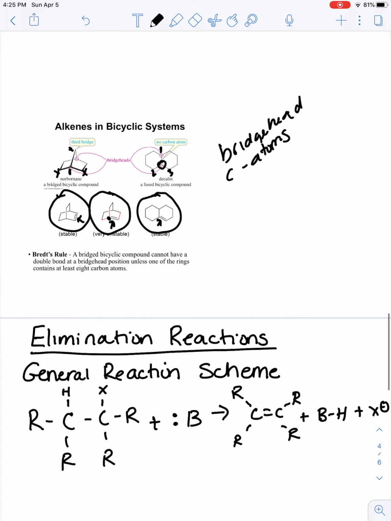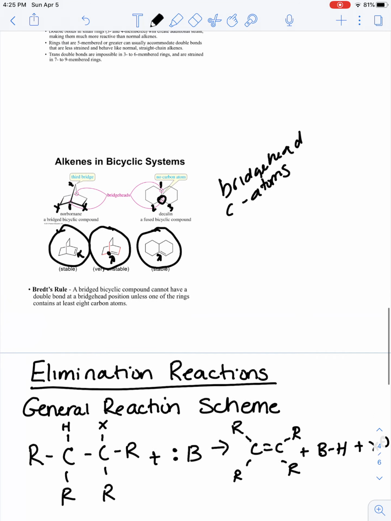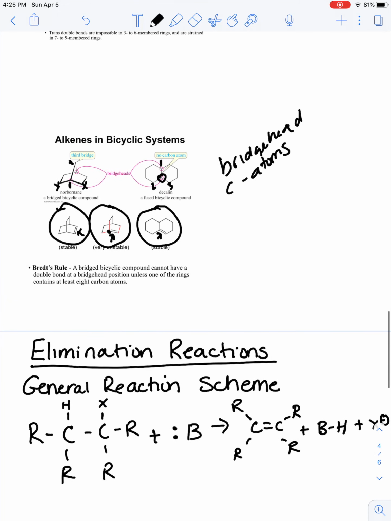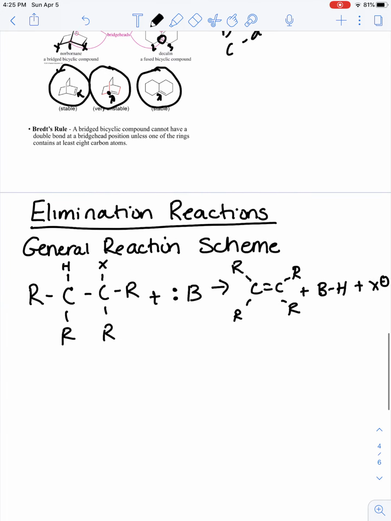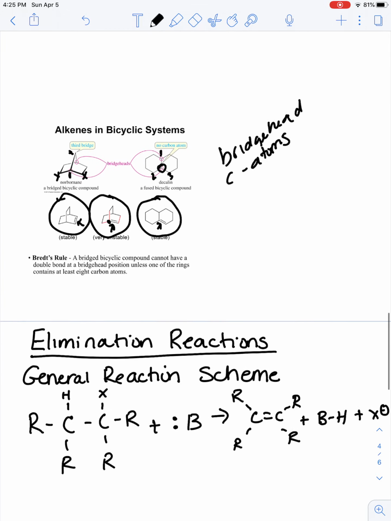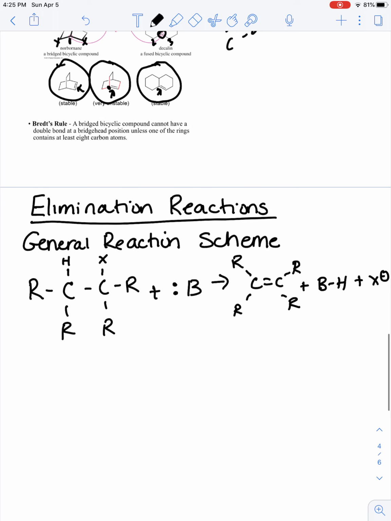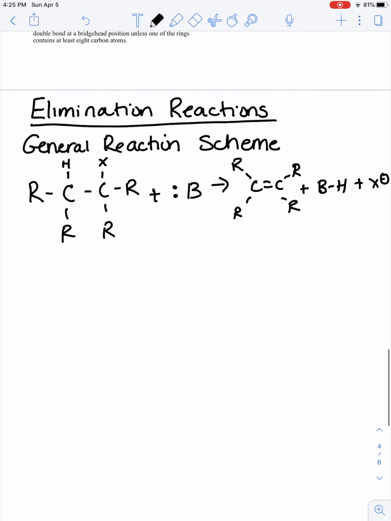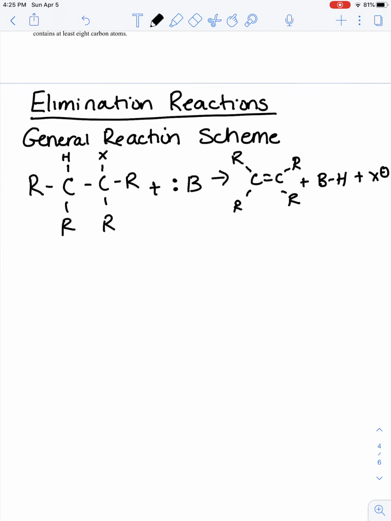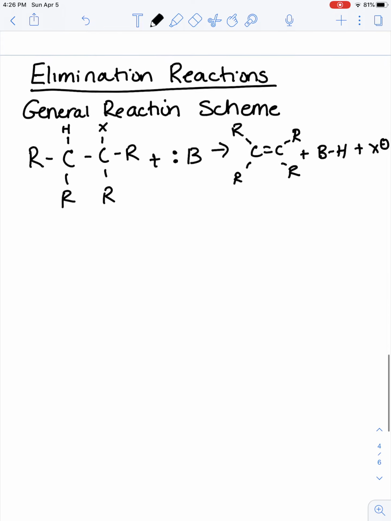So that's really a review on alkenes in general. Some of this is new, probably the bicyclic systems would be the newest part. Everything else is really just that the more substituted the alkene is, the more stable the product is. And again, trans is going to be more stable than cis.